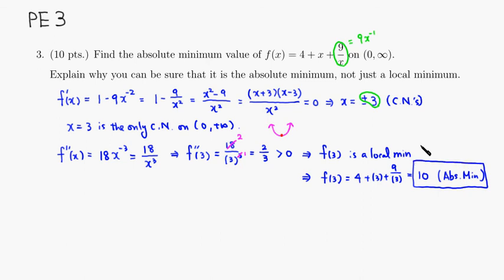All right, the key is that this is the only critical number on that interval, which allows us to conclude that the local minimum is going to be the absolute minimum. All right, that's it. I hope that this was clear.